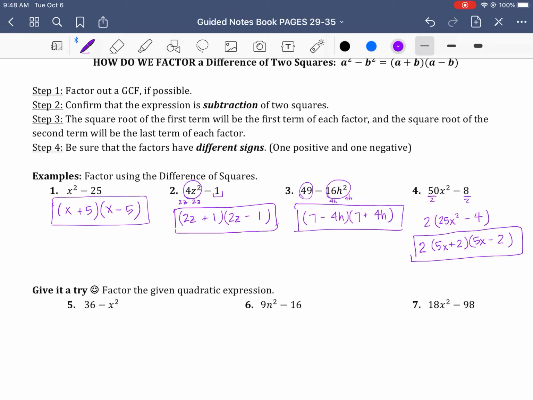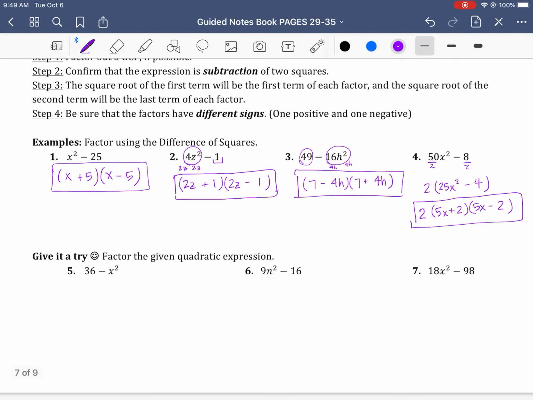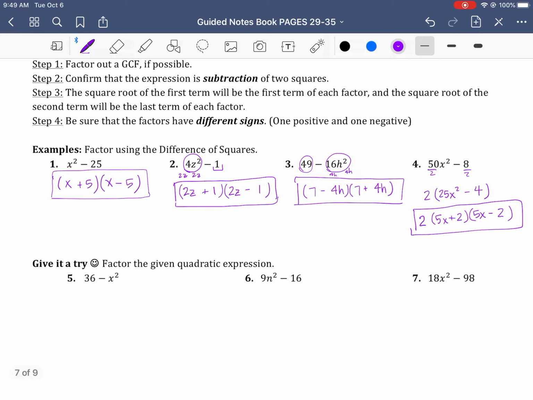Maybe stop the video and see if you can do 5, 6, and 7. I'll go ahead and do them so that you can check your answers. But again, I would stop and see if you can do them on your own, if those steps are making sense, and you can refer back to the steps if you need them.